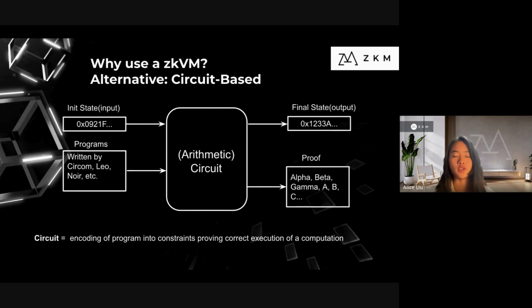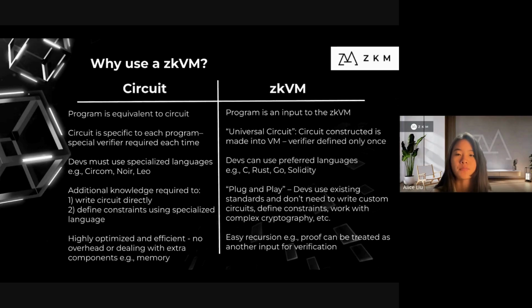And the alternative to using a zkVM, traditionally developers have handwritten circuits. So basically you'll have some sort of initial state, you'll have some program written in, for example, Circom. There are some other ZK DSLs or domain-specific languages that are specifically built to use ZK, like, for example, Leo and Noir as well. So all of that is compiled down to a circuit, and then what's output is a final state and a proof accompanying that program that proves that the execution of that program is correct.